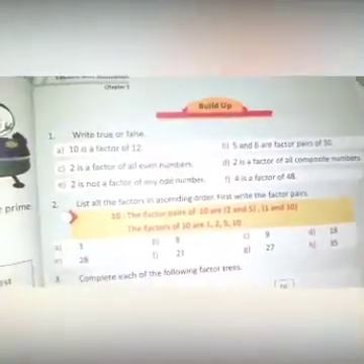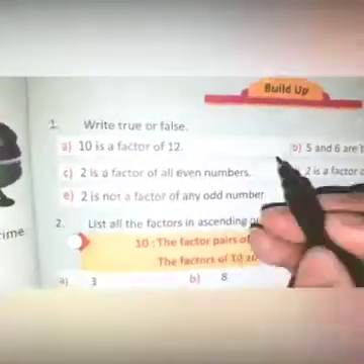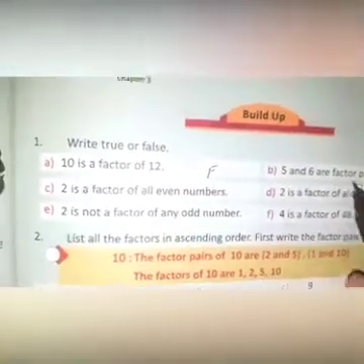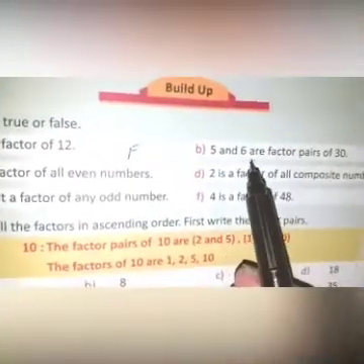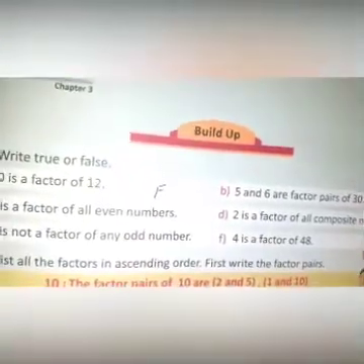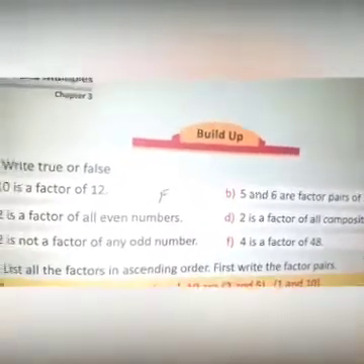Now you have part A, 10 is a factor of 12. That's wrong, so you will write F here because it is false. 5 and 6 are the factor pairs of 30. You can see that 5 6s are 30, 6 5s are 30, so that is the pair of 30. Sorry, that's true. So you will write T here, not F.